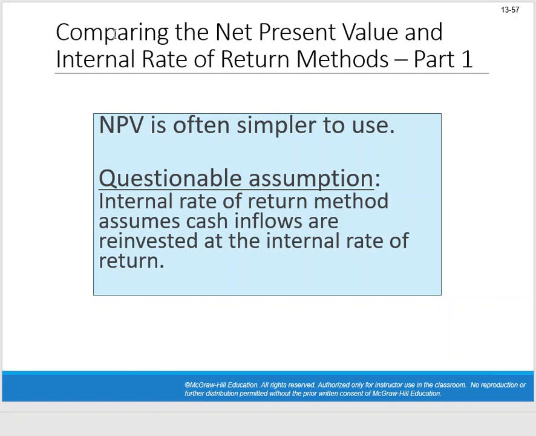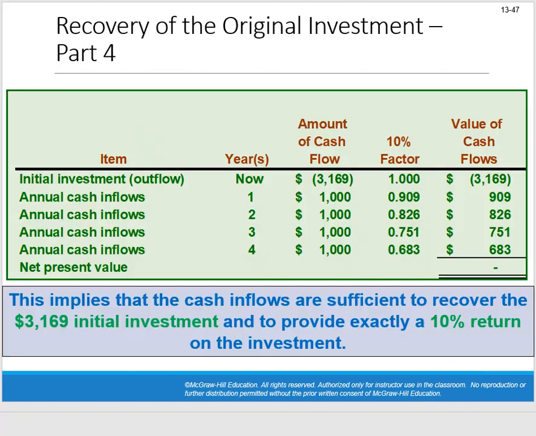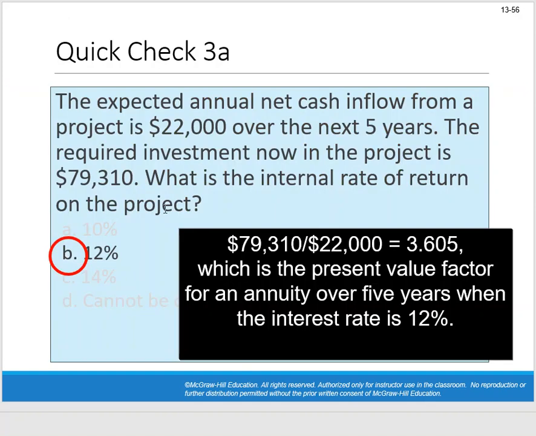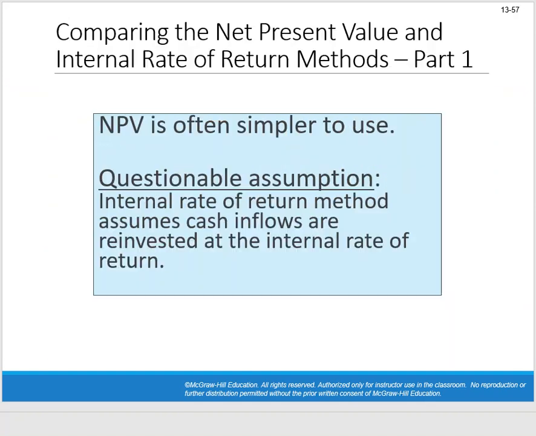So comparing NPV and IRR. Already I want to argue with this. NPV is often simpler to use. Wait, what? I don't remember NPV being simpler to use. Do you remember some of these NPV problems that we did? You're telling me that this whole thing was simpler than doing this quick problem down here that we just did as a quick check? I don't think that was simpler at all. NPV is a lot of work. So I'm not going to jump on that bandwagon. NPV is more difficult to use.